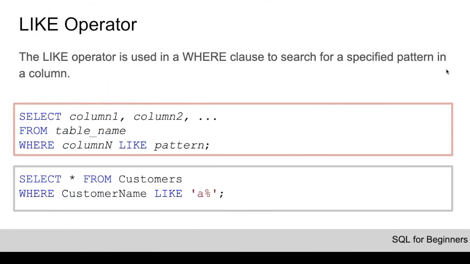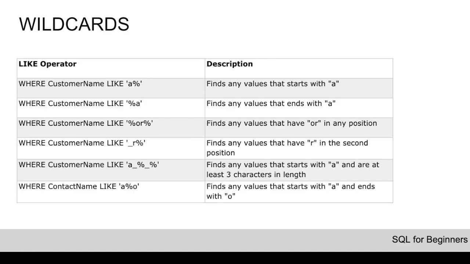In this video we are going to talk about the LIKE operator, and this operator is used in a WHERE clause. The main purpose of this operator is to search for a specified pattern in a column. So what do I mean by specified pattern? In order to explain that, we need to know that when we are using the LIKE operator, we use it with wildcards. And the wildcards look like this.